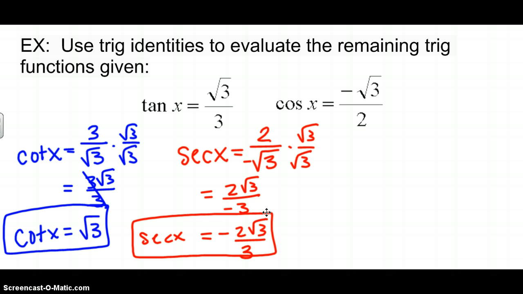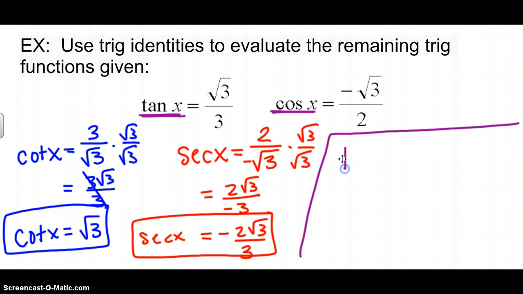Alright, and now I'm kind of stuck because I got tangent and cotangent, cosine and secant. So I want to think back to my identities and see if there's any way that I can relate tangent and cosine. We know that tangent of x is equal to the sine of x over cosine of x. That's our relationship. And conveniently, although intentionally, sine of x is what we're still looking for. If we could figure out what the sine of x is, we would have enough information to then take the reciprocal and find the cosecant of x.